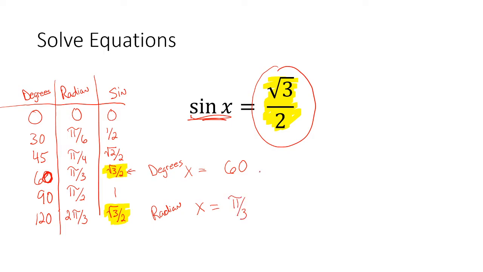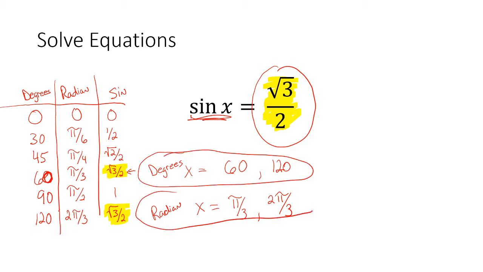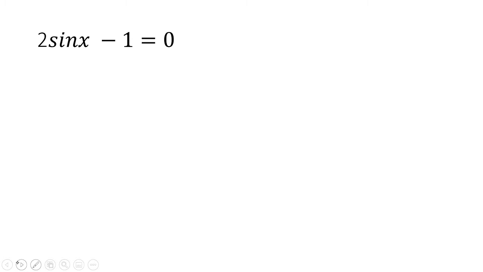But that's not the only answer, is it? It also occurs at 120. And the radian value of 120 degrees is 2 pi over 3. This is a possible answer, and this is a possible answer. Your calculator can only give you, if I plug this into my calculator, it's only going to give me 60. It's the chart that's going to give me all the possible answers. So use that chart. It's going to be very, very, very helpful to you.